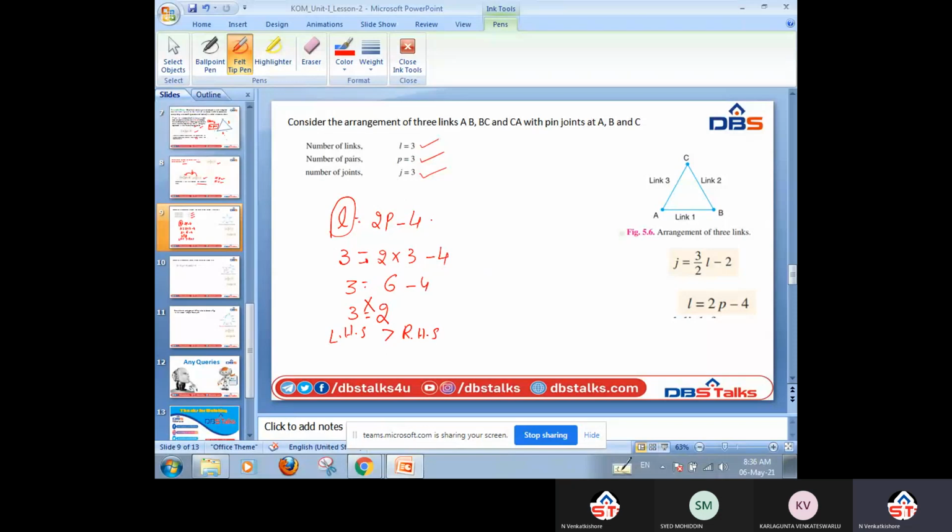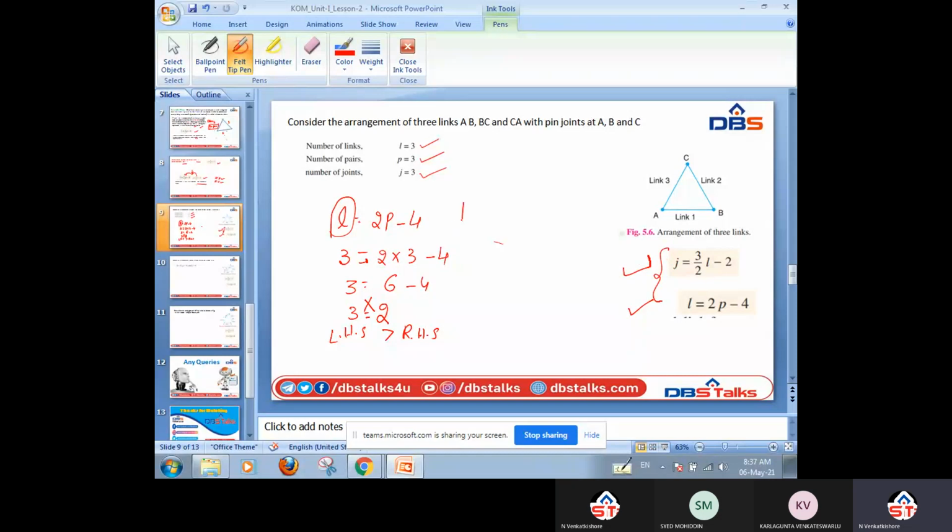We know that whenever the kinematic chain is forming a kinematic pair, it has to satisfy the condition J is equal to 3 by 2 L minus 2 and L is equal to 2p minus 4. Both the conditions have to be satisfied, not any one of them. So in a single stage, it has not been satisfied.